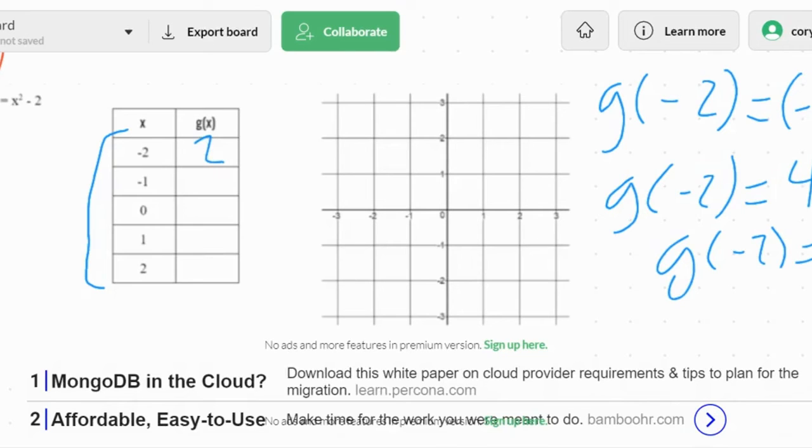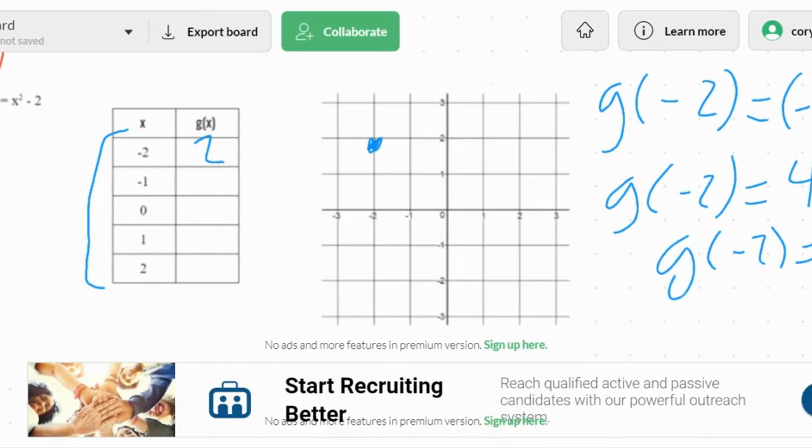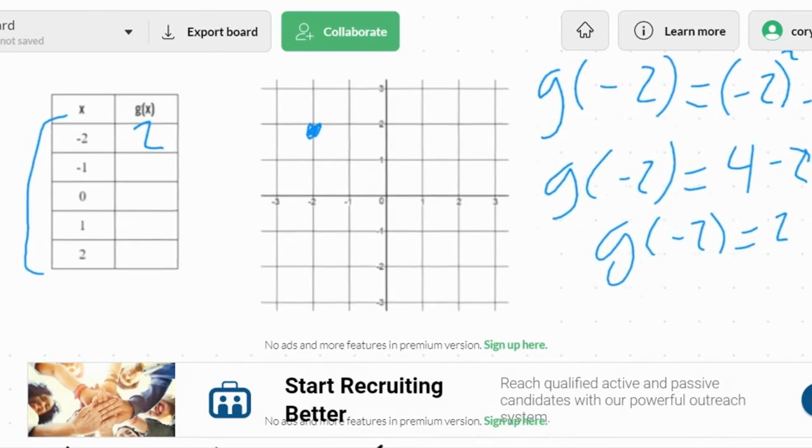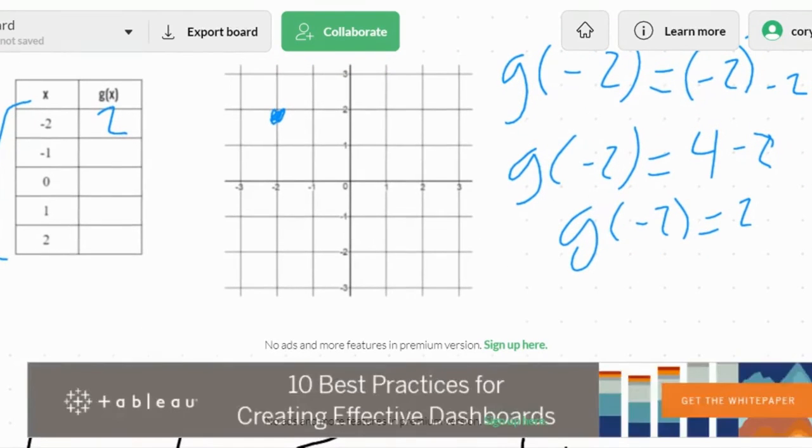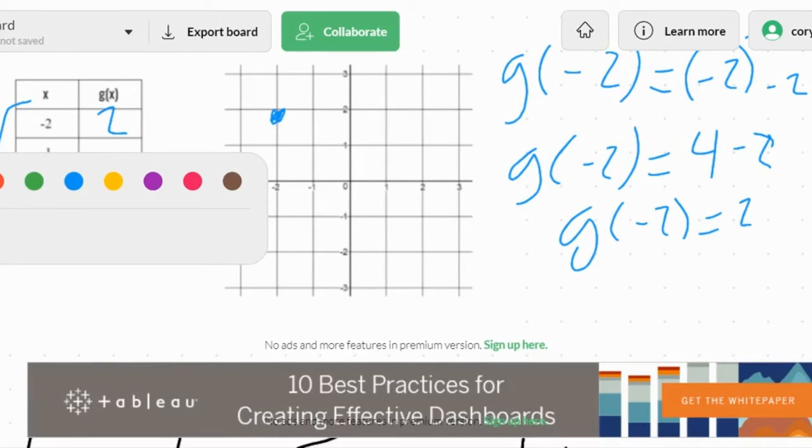Then I can take that ordered pair and plot it. It's going to be negative 2 in the x and 2 in the y. The point is slightly off, let me fix it, and that's there. So what we do is this function evaluation: substitute in the input every time we need to get the answer. So I just got an ordered pair. You need to do the other ones.